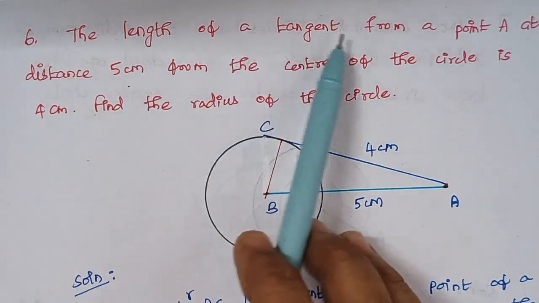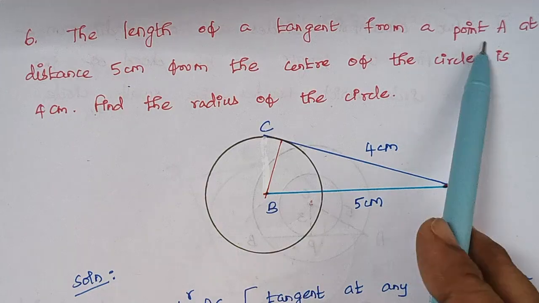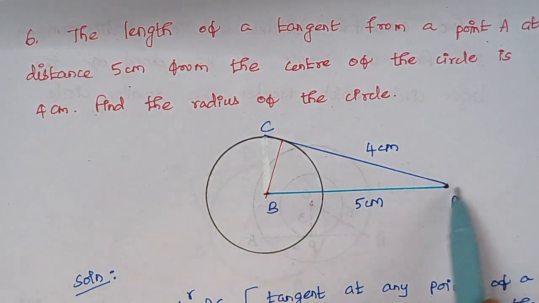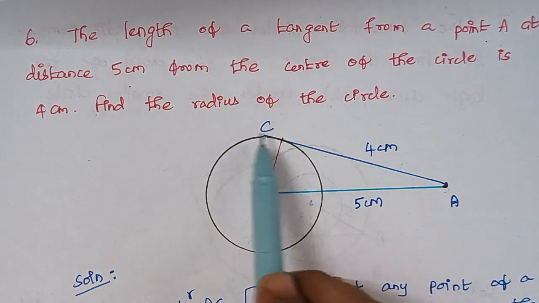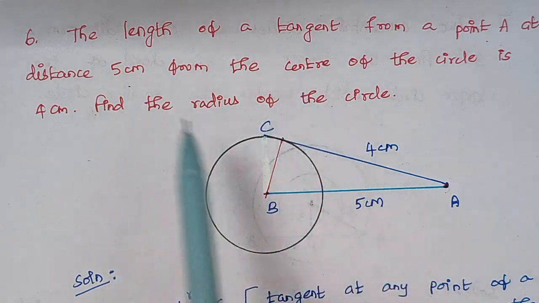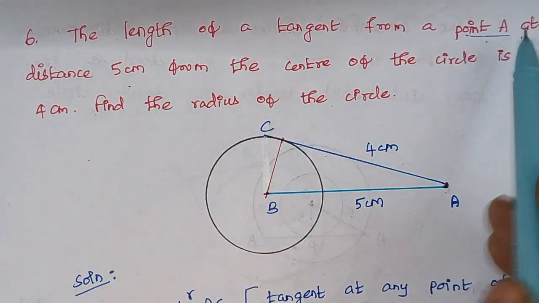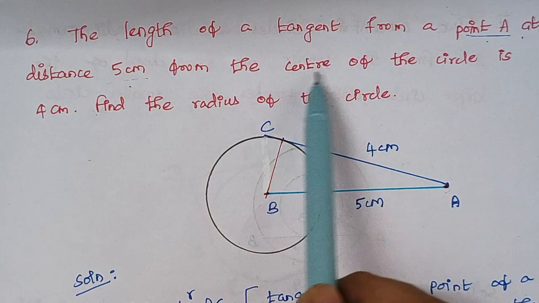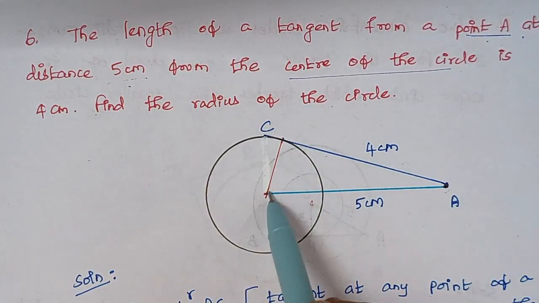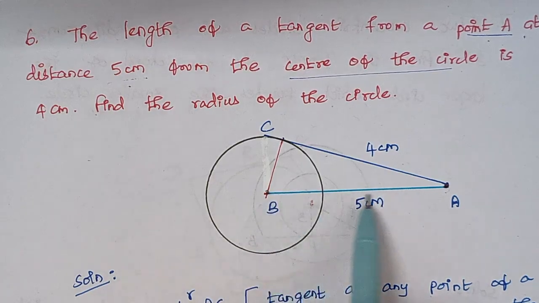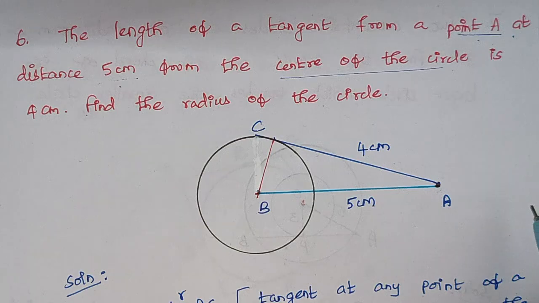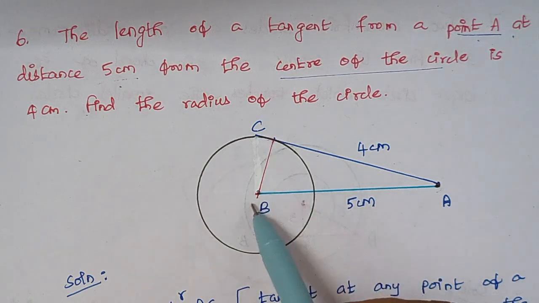You see, the length of the tangent from a point A is 4 cm. So AC is the tangent, it is 4 cm. And this point A is at a distance of 5 cm from the center of the circle. So from this point A to the center of the circle, the distance is 5 centimeters. So beware of the question. Now we have to find the radius.